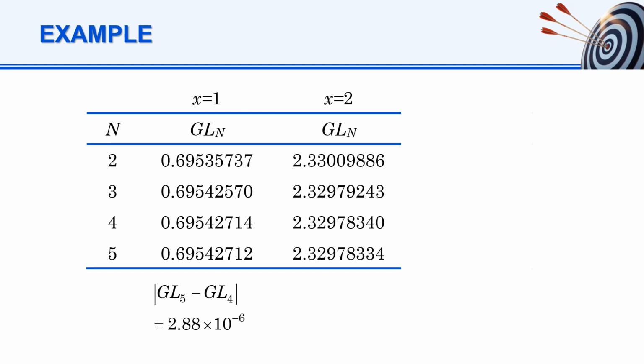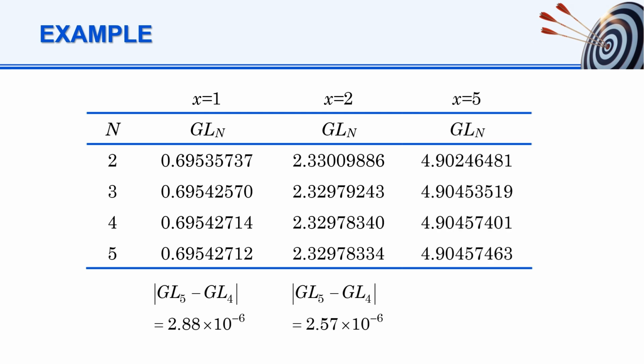For x equals 2, the original integral range increases with x and spans from 4 to 8. Despite this, the numerical estimates depict good improvement for increasing n and converge to a solution. The absolute difference between the GL4 and GL5 estimates is found to be 2.57 times 10 to the -6. Using the Gauss-Legendre method with a few integration points yields excellent results.